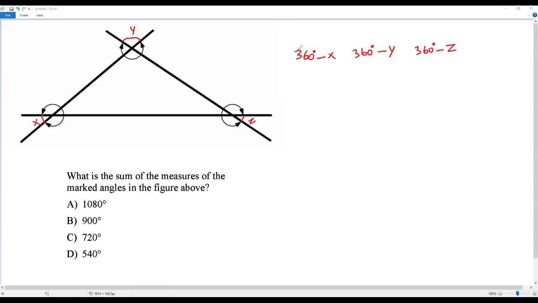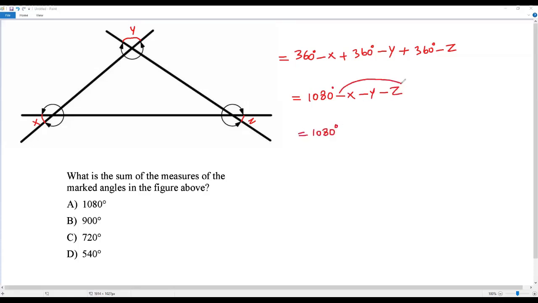Now I have the measures of all three marked angles. According to the question, I have to add them all because we have to find the sum of the measures of the marked angles. Now let me add them. So let's evaluate this expression. When I add 360, 360, 360, I get 1080 degrees. Now we have negative x, negative y, and negative z. Let me write it: 1080 degrees.